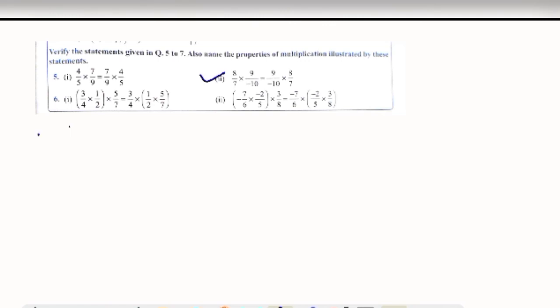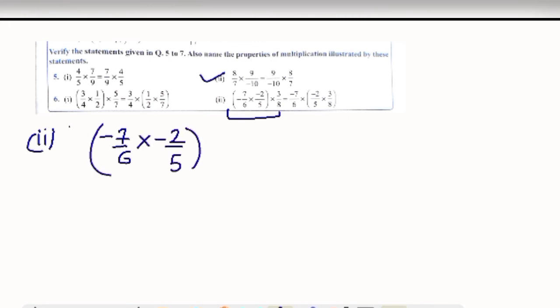Now the sixth question, I am doing the second part of question number 6. First part you will do yourself. Firstly calculate the left hand side, which is minus 7 upon 6 multiply minus 2 upon 5. Okay. 2 1s are 2, 2 3s are 6. So what you are getting? 3 upon 8 is also there. Okay. Firstly you will solve the bracket.